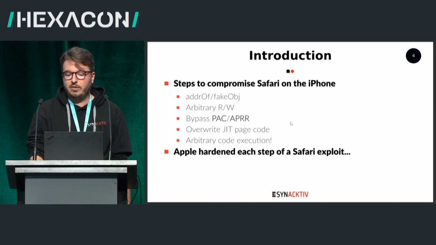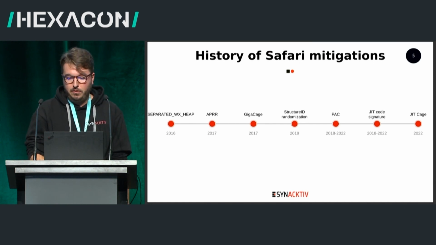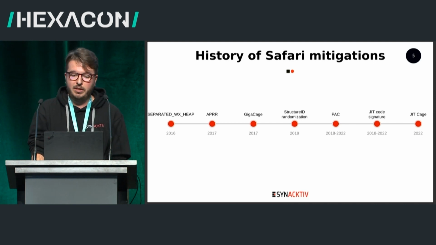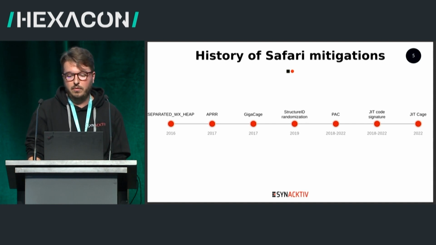In this talk, we will see that Apple hardened each of the steps. The first mitigation added by Apple in Safari shipped in 2016, while the last one was introduced this year, in 2022. Apple added a total of 7 different mitigations in Safari.